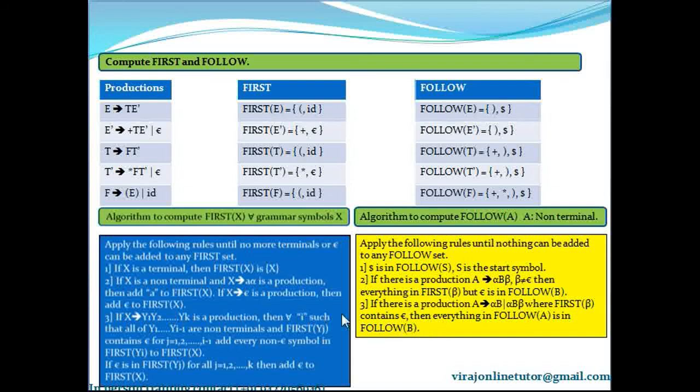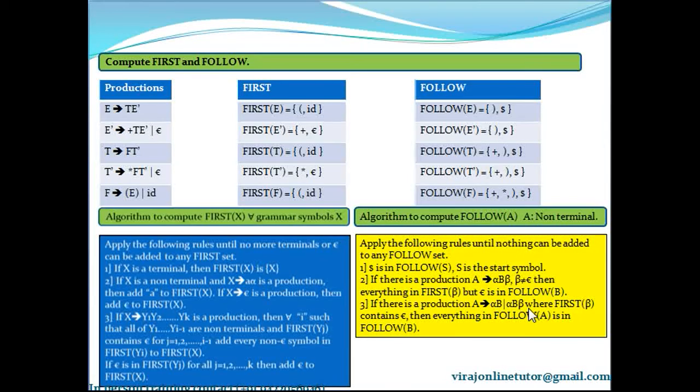Production number 3 says if there is a production A gives alpha B or alpha B beta, where first of beta contains epsilon, then everything in follow of left hand side is in follow of B. So this rule says if there is a production which is ending with a non-terminal, or if there is a beta after the non-terminal whose first contains epsilon in it, then everything in follow of left hand side you place it in follow of B. I repeat, if a production ends with a non-terminal, or after a non-terminal there is a stuff beta whose first contains epsilon, then everything in follow of left hand side goes in follow of B.